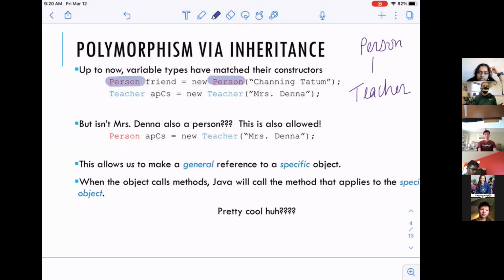However, I'm still a person, right? Mrs. Denna is still a person. So I can do this type of creation. I can have a generic reference refer to a specific object. Okay. Now it only works if that specific object is a subclass of the generic reference, because a teacher is a person, just like how a cow is an animal.